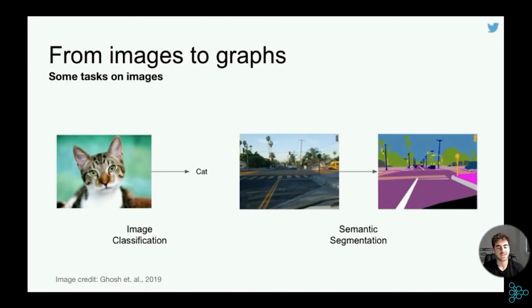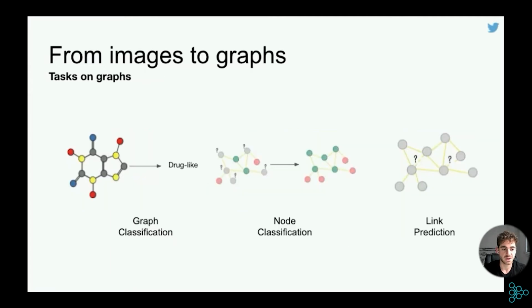On images, two of the classical tasks are image classification, where you have an image and you want to assign a class to the whole image. In this case, we want to say, okay, this image contains a cat. Another type of task is semantic segmentation, where we want to segment the image into different parts, basically assigning a class to each pixel. We're saying, okay, this pixel belongs to the road, this pixel belongs to a car, and so on. We can think of it almost as pixel-level classification. And we can see that there is a very close analogy to the tasks we care about in graphs.